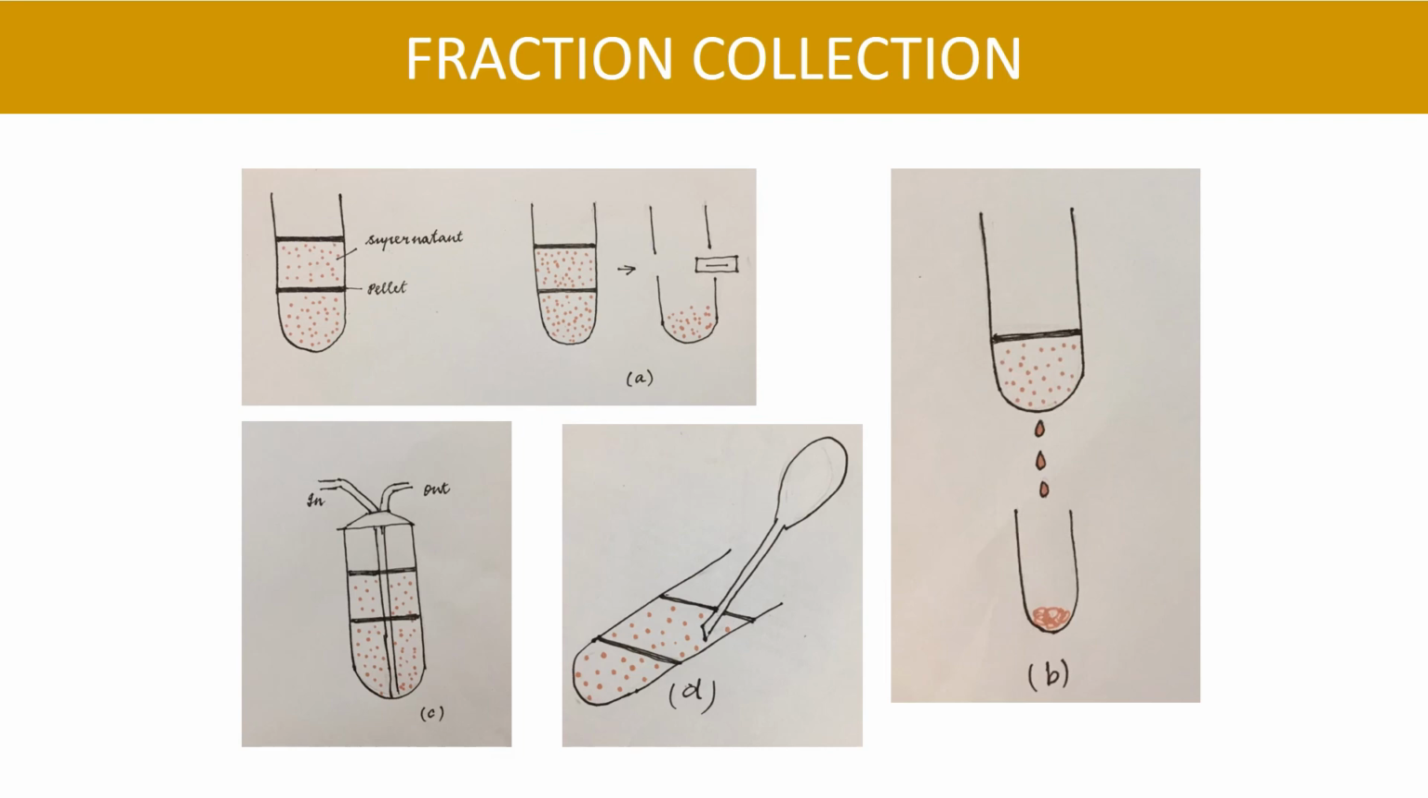The second way, in figure B, is again damaging the centrifuge tube. If you cannot freeze the fraction, create a puncture at the base of the centrifuge tube, and then allow the heaviest density particles or the density medium to flow through. You keep on collecting and discarding, and collect only that fraction where your particles of interest are, that got precipitated. That is the second method.